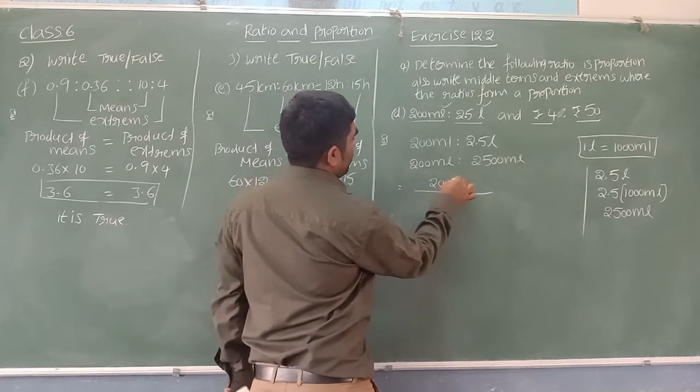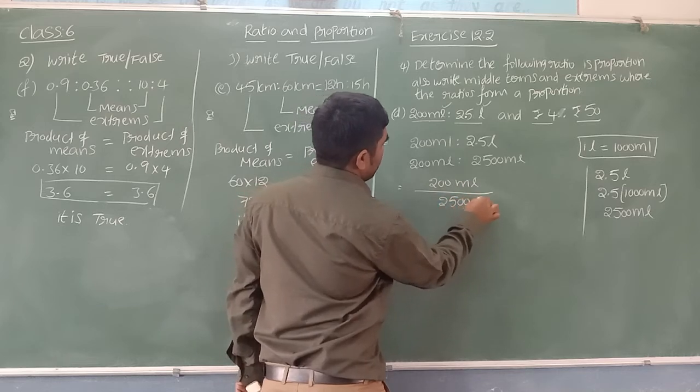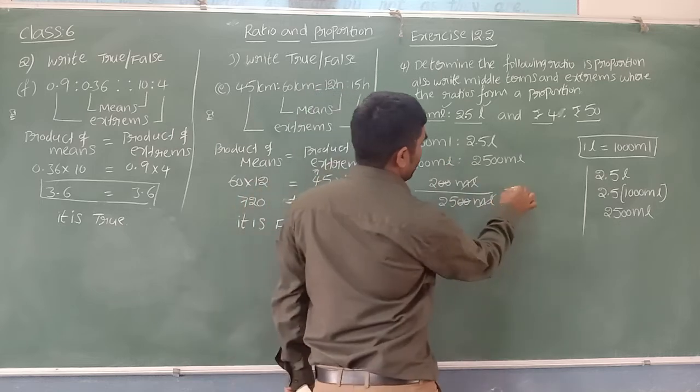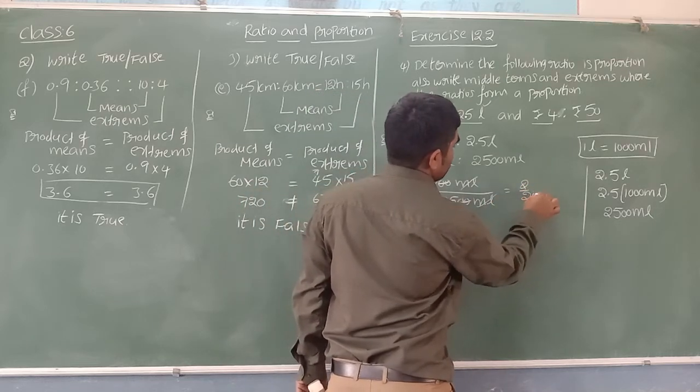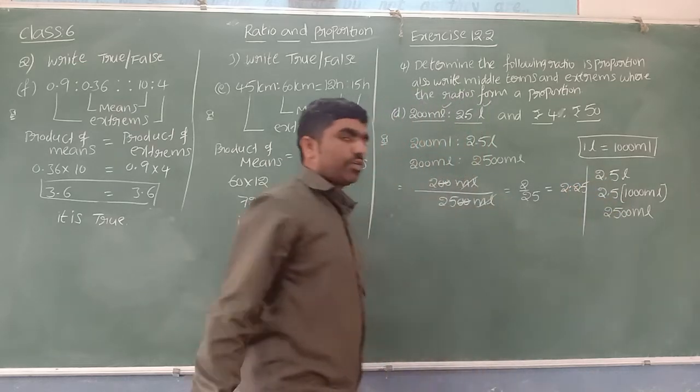So 200 ml by 2500 ml. The ml cancel, 2 zeros cancel. I got the ratio 2 by 25. It is in simplest form. There is no other common factor. The ratio is 2 is to 25.